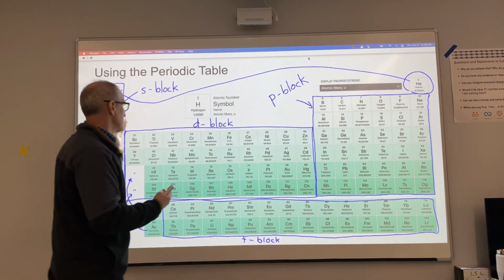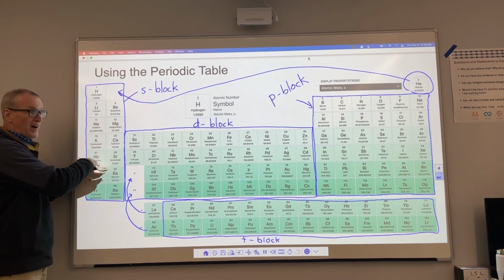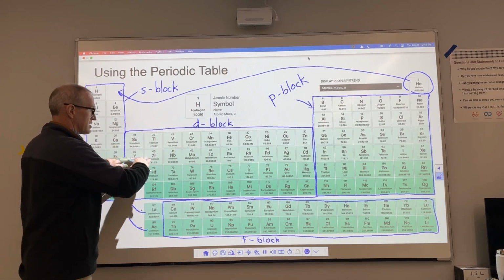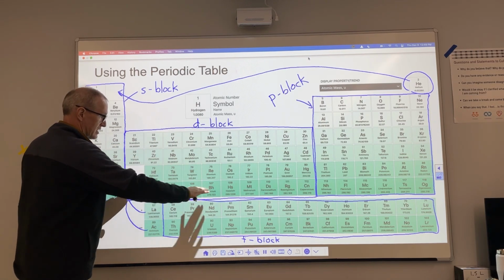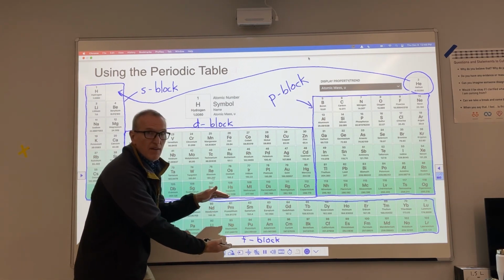Bing! Go back to the beginning. Rubidium, 5s. 4D. This is the 3D, this is the 4D, this is the 5D, this is the 6D. The one thing we haven't noticed yet is down here we have the F block.